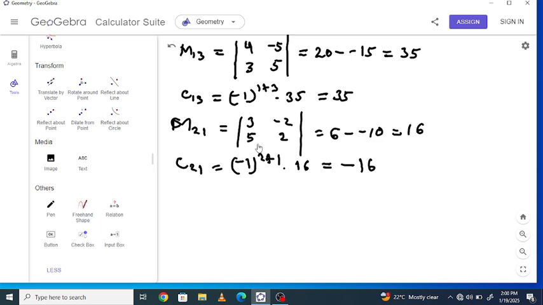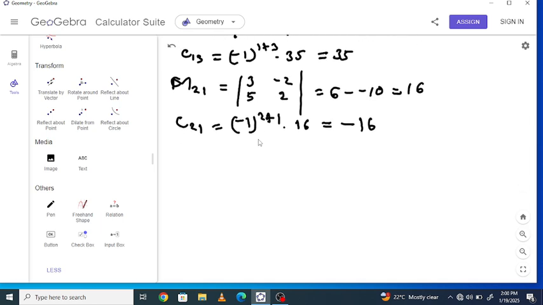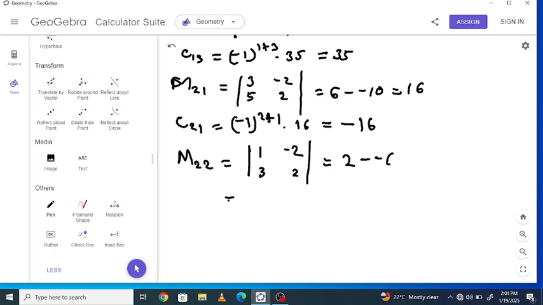And continuing in the same manner, we will have M22, which is equals to 1, negative 2, 3, 2. We are going to have 2 minus 6, which is 8. Our cofactor for C22 will be negative 1 raised to power 2 plus 2 times 8, which gives us 8.